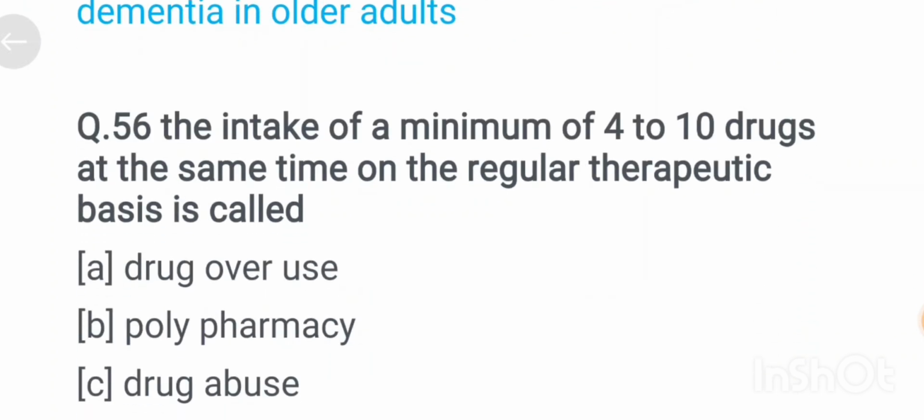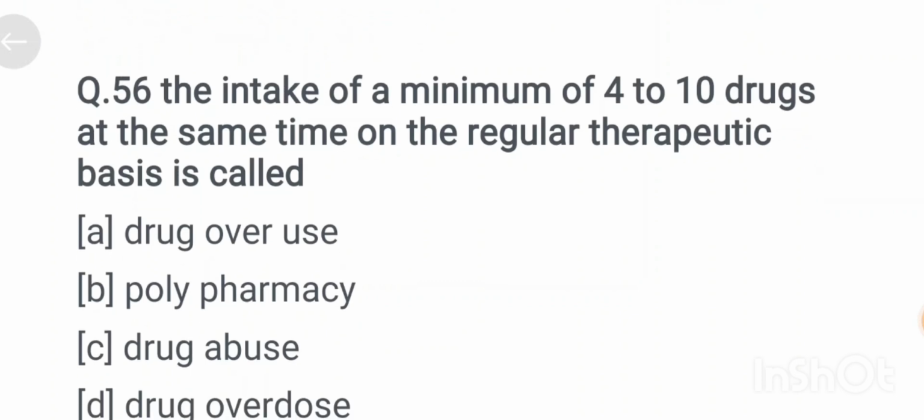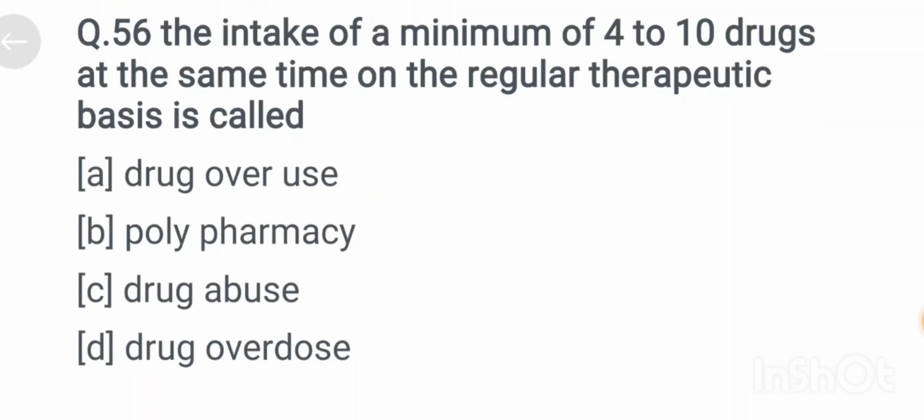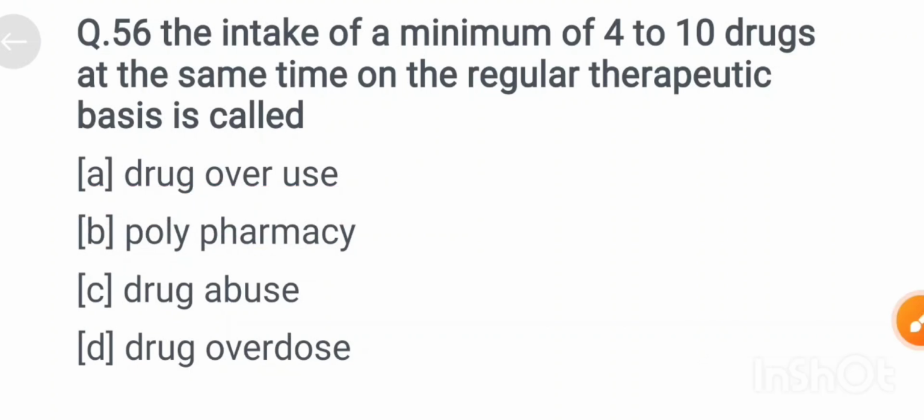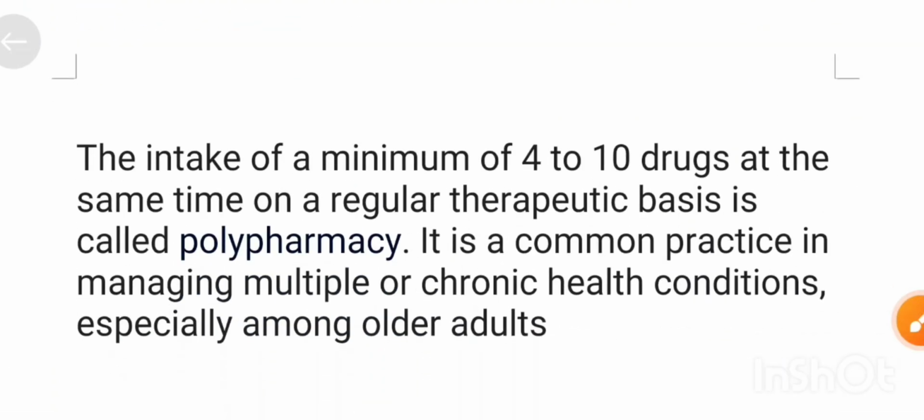Next question. The intake of a minimum of 4 to 10 drugs at the same time on a regular therapeutic basis is called option A, drug overuse, option B, polypharmacy, option C, drug abuse, option D, drug overdose. Correct answer is option B, polypharmacy. It is common practice in managing multiple or chronic health conditions, especially among older adults.